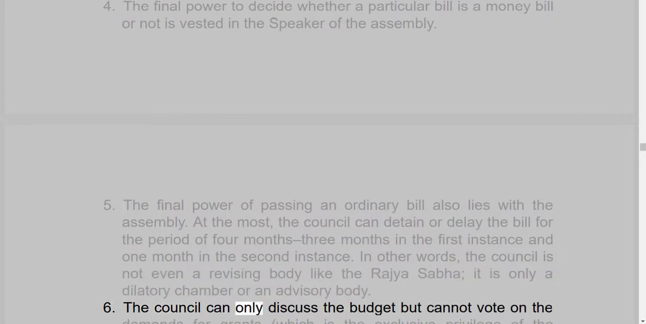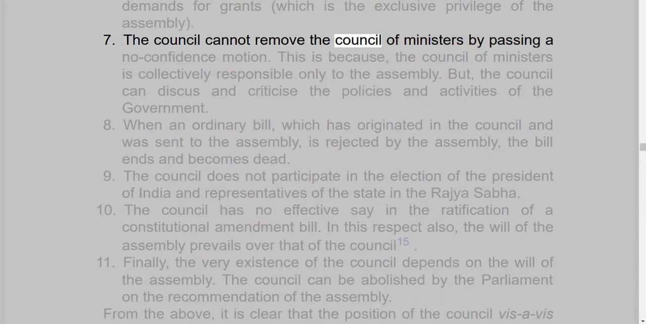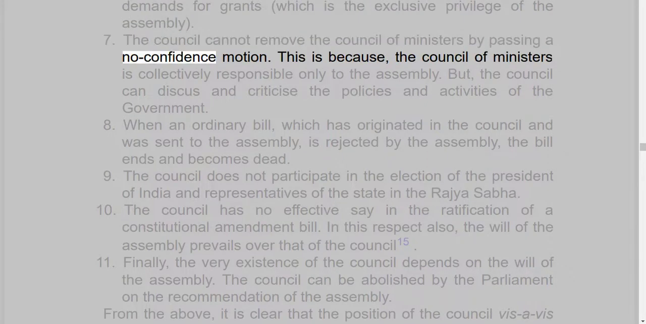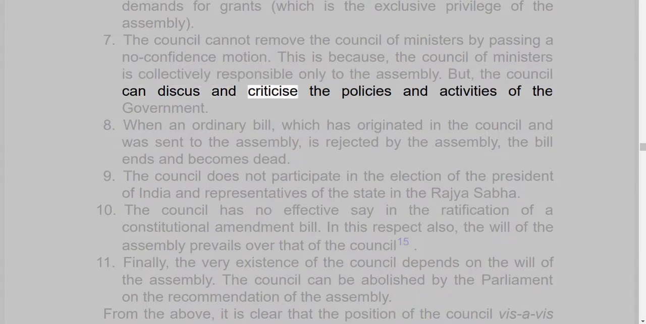6. The Council can only discuss the budget, but cannot vote on the demands for grants, which is the exclusive privilege of the Assembly. 7. The Council cannot remove the Council of Ministers by passing a no-confidence motion. This is because the Council of Ministers is collectively responsible only to the Assembly. But the Council can discuss and criticize the policies and activities of the government.